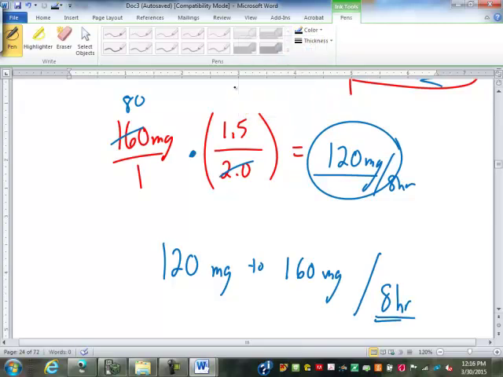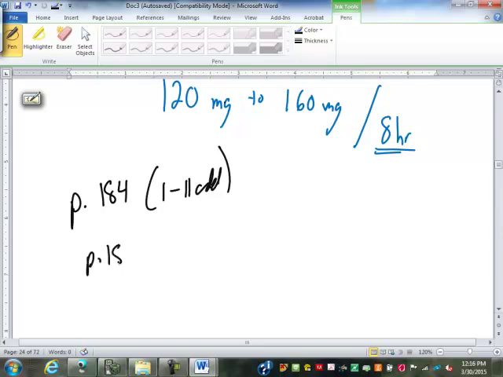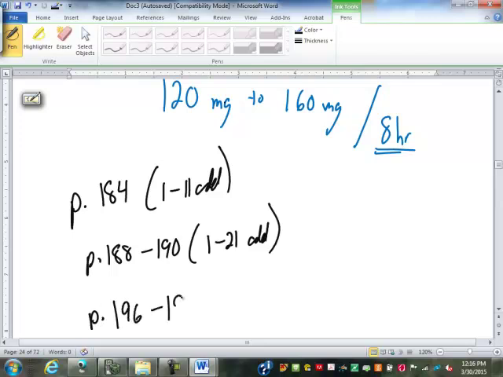Okay, we only have about 5 minutes left, so let me give you some homework pages. In the book, page 184, 1 through 11, the odd, goes through the titrations. Page 188 through 190, 1 through 21, the odd, goes through dosages based on weight, and also on safe dosages. 196 through 197, 1 through 19, the odd, goes through the dosages and safe dosages for dosages based on body surface area.